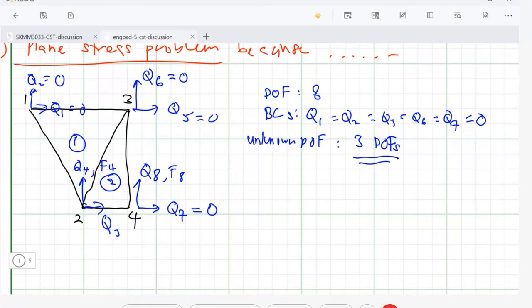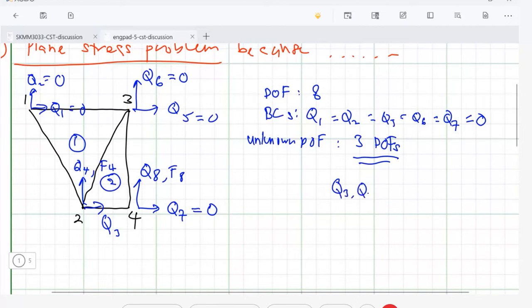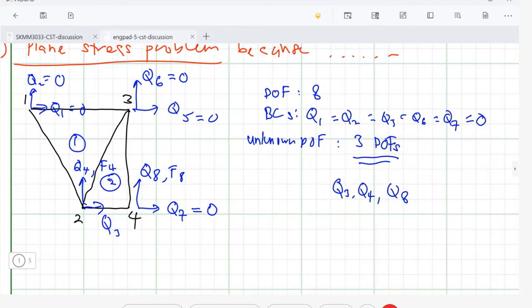Q3, Q4, Q8. So we already know that the final system of linear equations will be a 3 by 3 matrix.